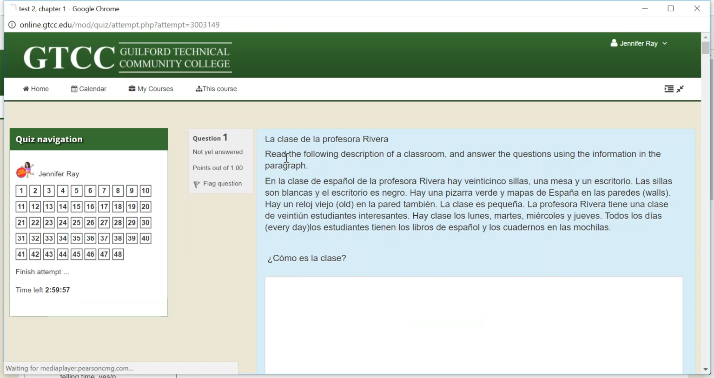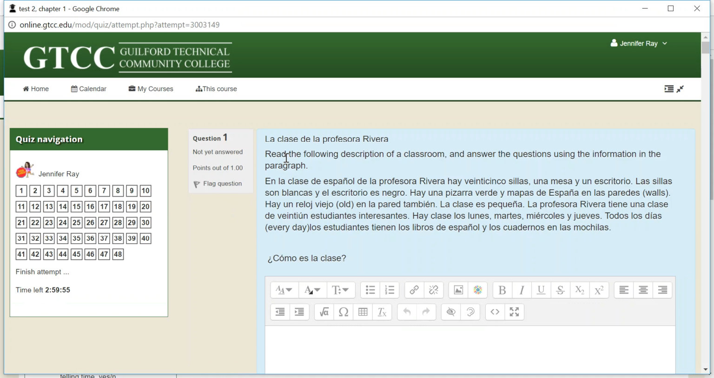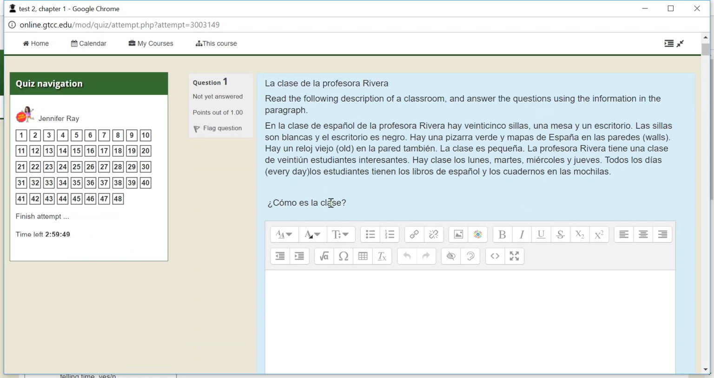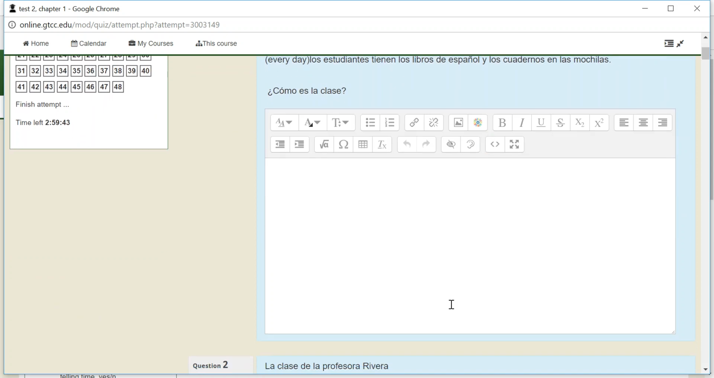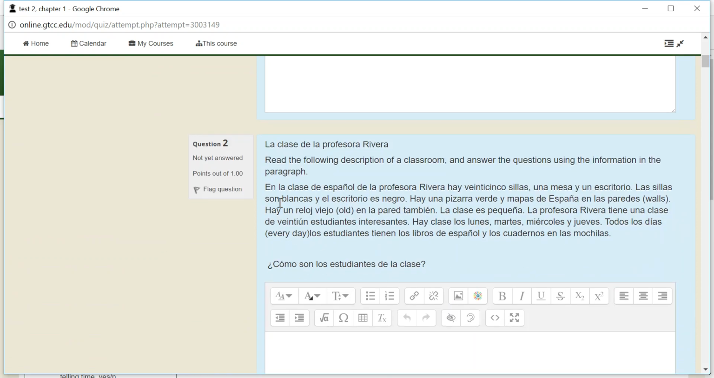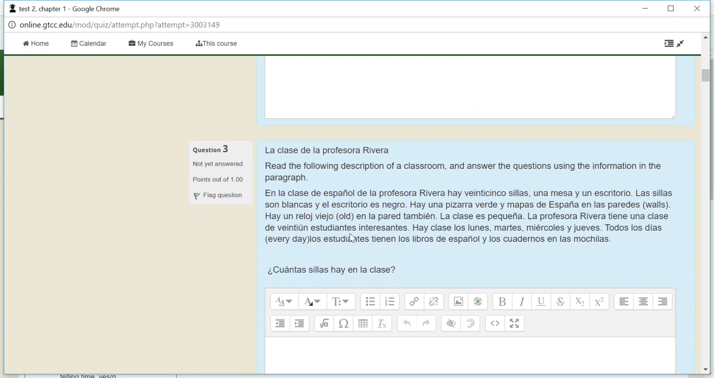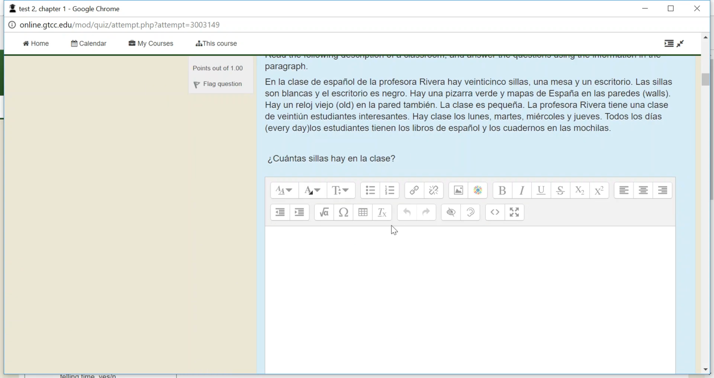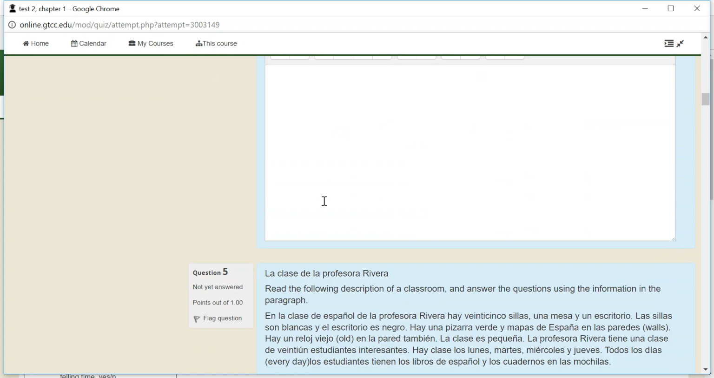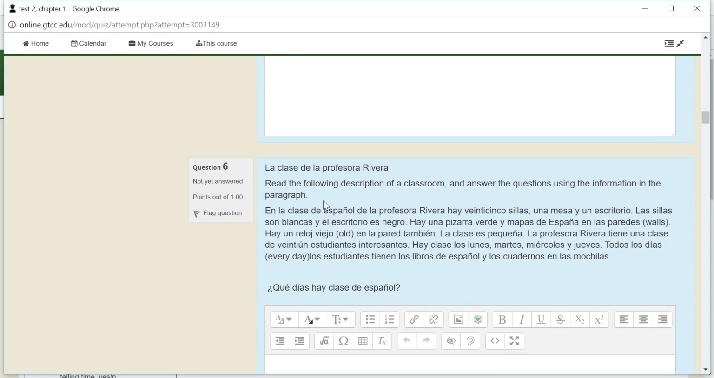Okay. And so it says, La clase de la profesora Rivera. Read the following description of a classroom and answer the questions using the information in the paragraph. So in la clase español, you'll read this, and then you'll write what the class is like, como es la clase. And then it's the same paragraph again, como son los estudiantes de la clase. Same questions again, cuántas sillas hay en la clase. So here's a few more, same description.